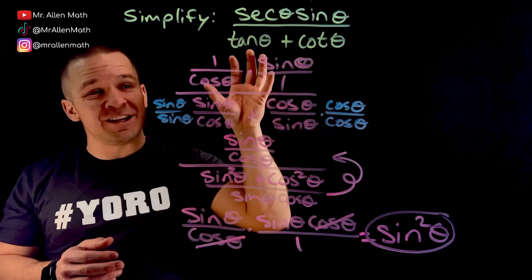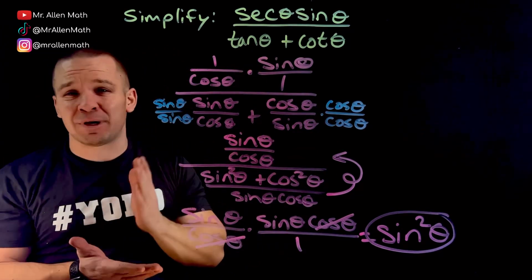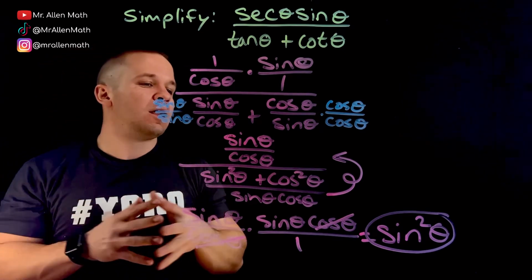All started with turning it into terms of sine and cosine, and then looking ahead for those Pythagorean identities and getting some common denominators within my denominator. That's the move right there.